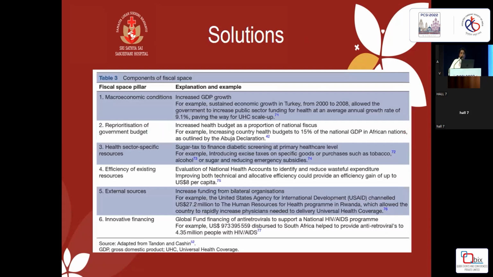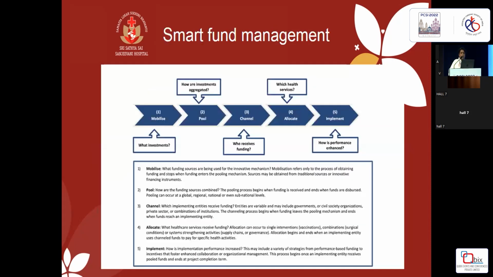There are a lot of solutions for this, and one solution is to increase the fiscal space. Fiscal space means the ability of governments to allocate more funds to a particular area without destabilizing the macroeconomy. And there are a lot of things that can be done, like increasing GDP, increasing the health budget, health sector specific taxes, efficiency, external sources, innovative financing. When you get the funds, they can be pooled, mobilized, channeled, and allocated in a very smart way.